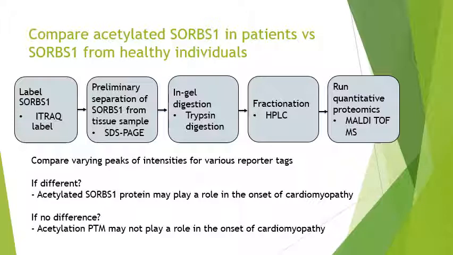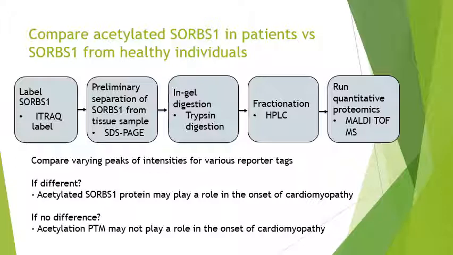From there, we do an in-gel digestion with trypsin enzymes in order to get peptide fragments of your SOX1 protein, and the trypsinated peptides we will purify under fractionation using HPLC in order to obtain a better quality and yield of our desired SOX1 protein. Our last step would be to run quantitative proteomics, which would be a MALDI MS. The reason why we do so is because we have isolated the protein of interest. Therefore, we would choose MALDI MS because it is more efficient, and it will take less time to obtain our readings. From there, we compare the varying peak intensities with the various reporter ions.